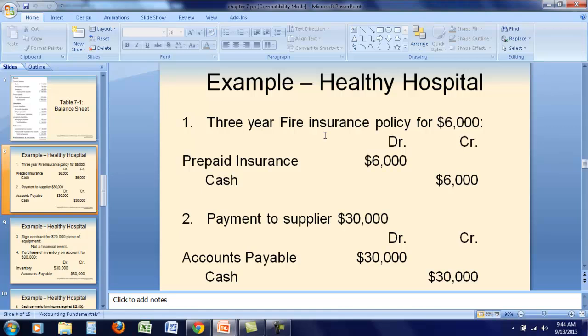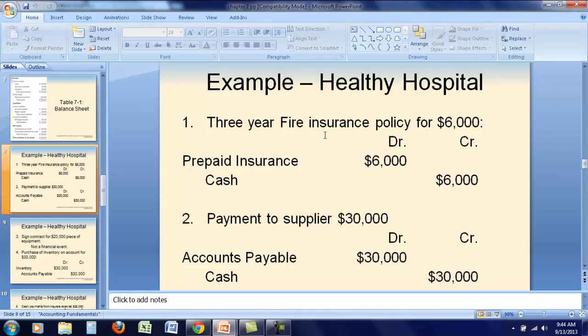So if we take a look at example 2, remember a supplier is someone that we bought merchandise from. So, in my hospital bed example, you bought $30,000 worth of hospital beds. So what happens here is you're paying the bill. You've received the bill, you've received your beds, and now you need to pay your bill. So what you need to do is take it out of your accounts payable because that's where you recorded it.